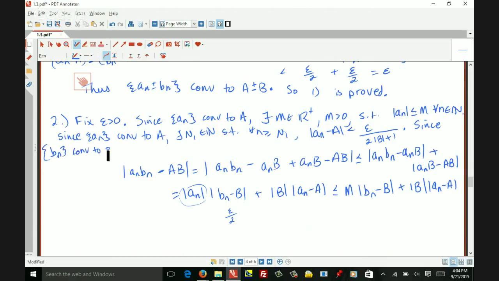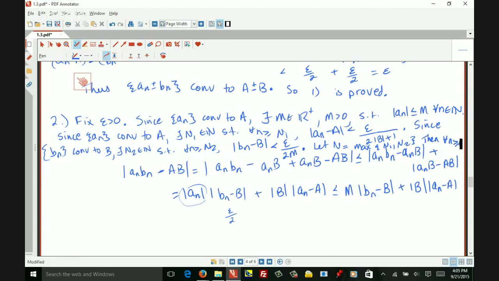Since Bn converges to B, there exists an N2 such that for all N greater than or equal to N2, |Bn minus B| is going to be less than epsilon over 2 capital M. And I know that the capital M is bigger than 0. We chose it. We're going to let N be the max of N1 and N2.